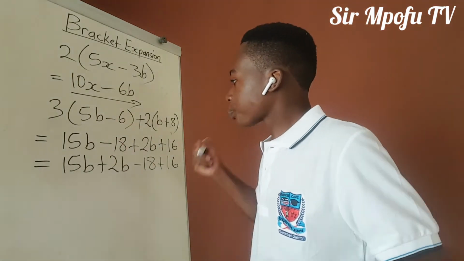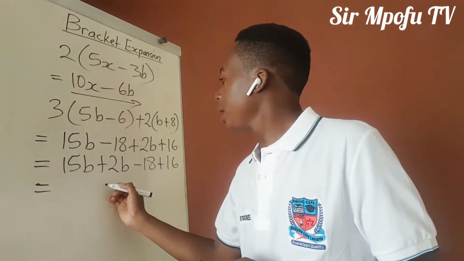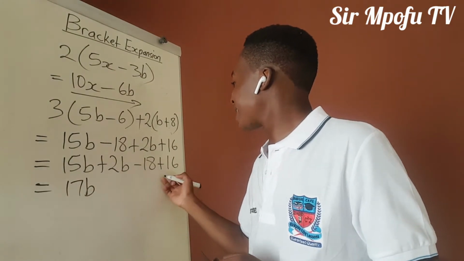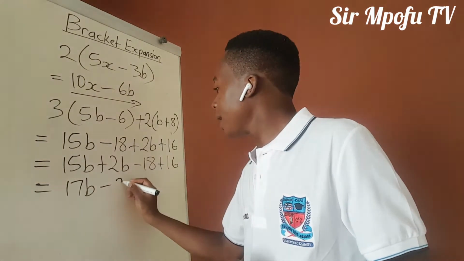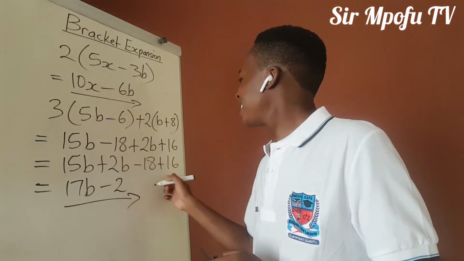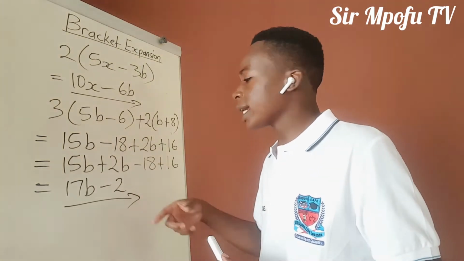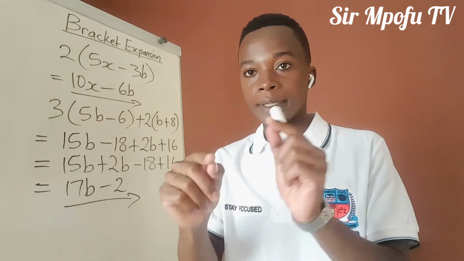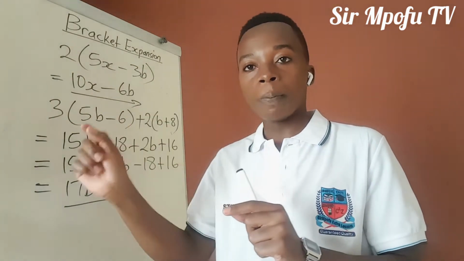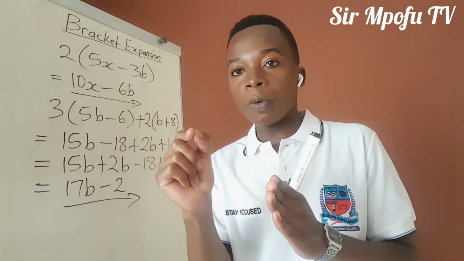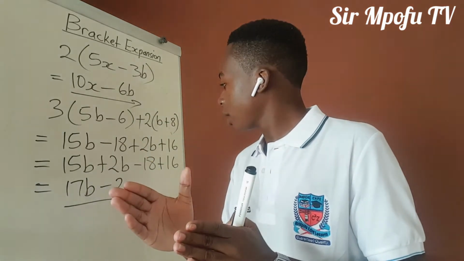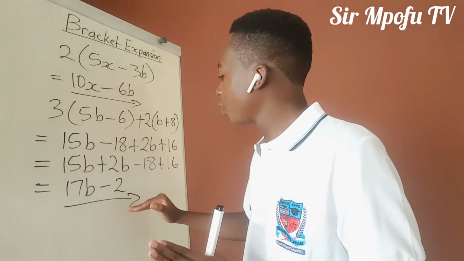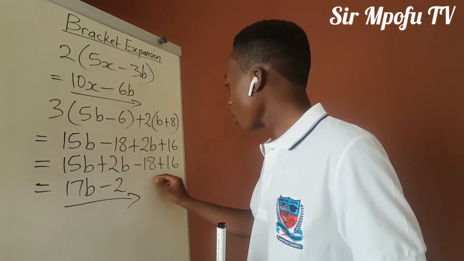Right, now, 15b plus 2b, that will be 17b. Minus 18 plus 16, that will be minus 2. If you don't understand how we get minus 2, I want you to watch lesson 1 on SEMPOF TV. Just type directed numbers, lesson 1, SEMPOF TV. Or you can just start by saying SEMPOF TV, lesson 1. You see the lesson there, and then you completely understand how to simplify this.